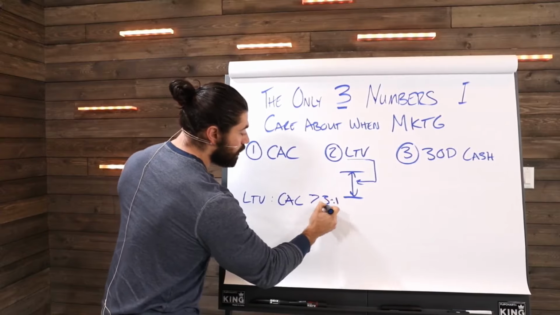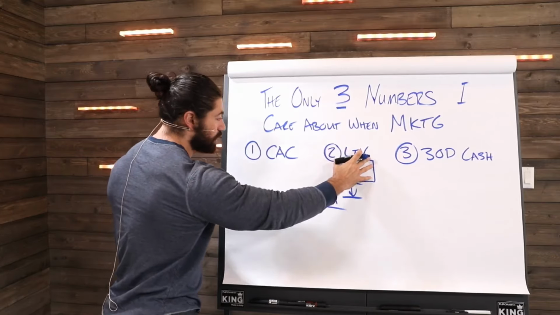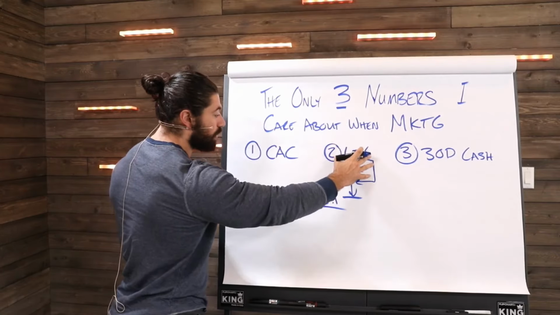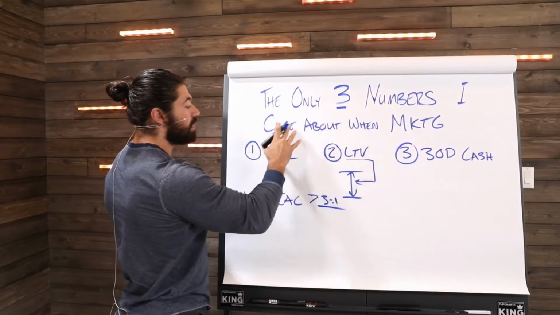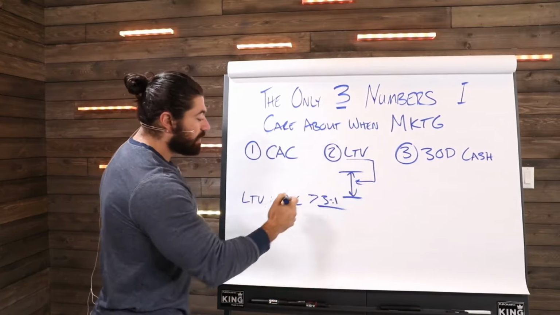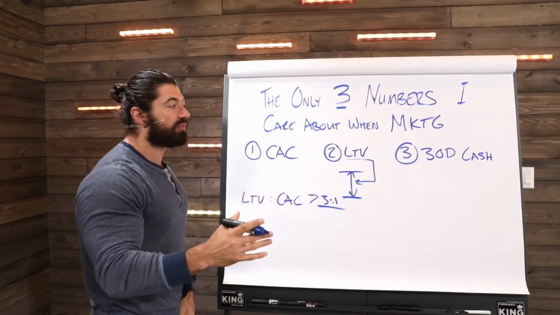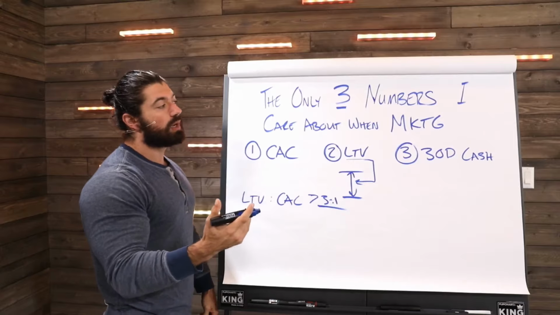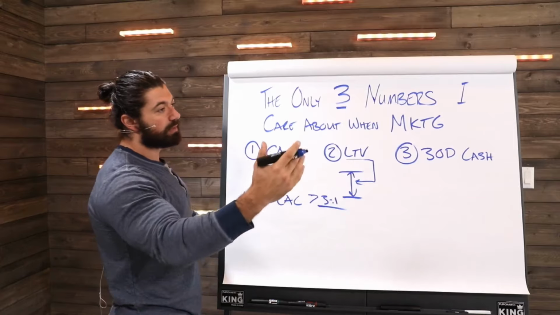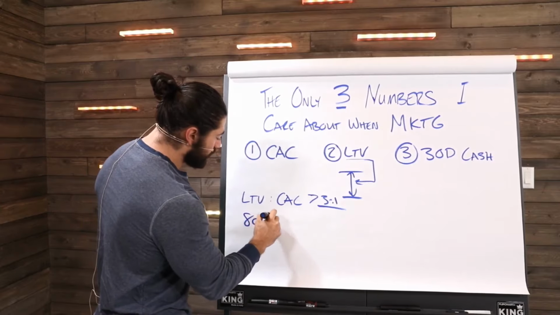All right, 3 to 1 is the number that I'm looking for, which means that I need to be able to generate more than 3 times the cost of acquisition in gross profit. So that means that, let's say my gross profit, I'll give another number. Let's say that my gross profit on a service that I sell is 80%. All right, we'll use that as a number. And so it's 80% is my gross profit.